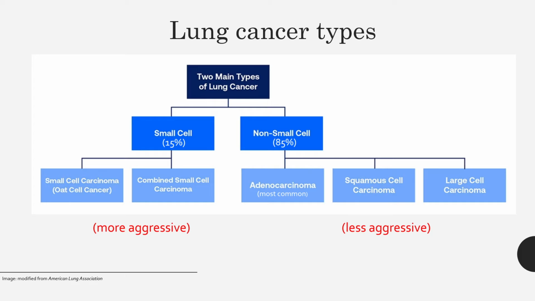However, small cell carcinoma is more aggressive, and 70% of people would have cancer that has already spread. This shows the importance of noticing symptoms early and going to your doctor.